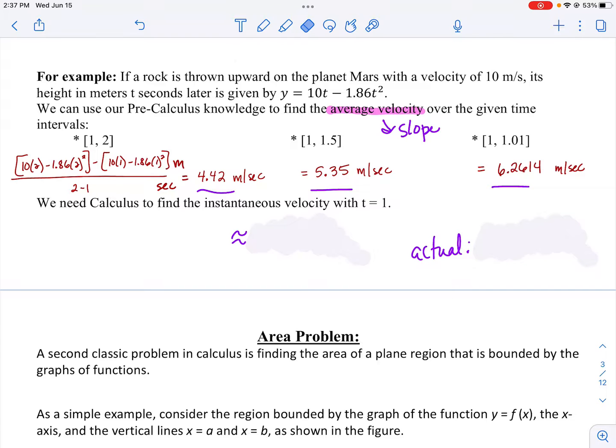Well, this is where we're going to use our idea of calculus and the idea of limits to move those times so close together so that we're eventually just talking about 1 second. Now we can estimate by using our numbers up above, and we can estimate that it looks like it's getting closer and closer and closer to about 3 meters per second. But we can actually use calculus to find the exact instantaneous velocity at exactly 1 second, which actually happens to be 6.28 meters per second. So we'll get into that soon.